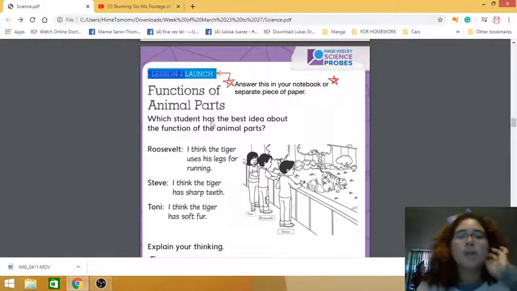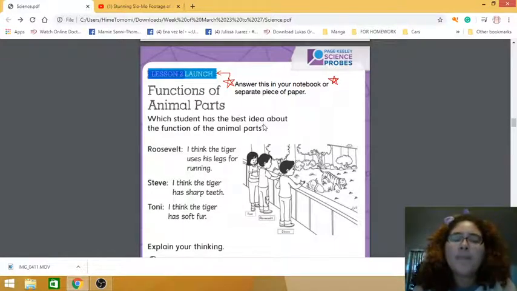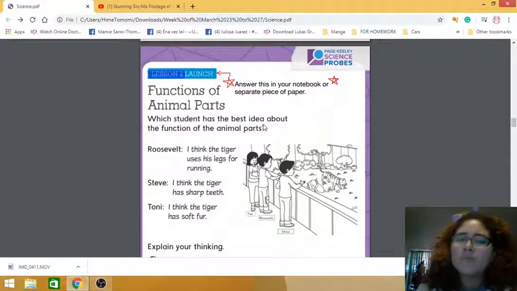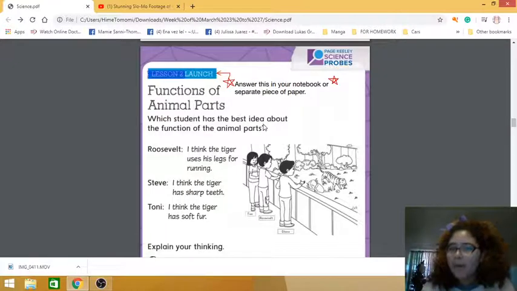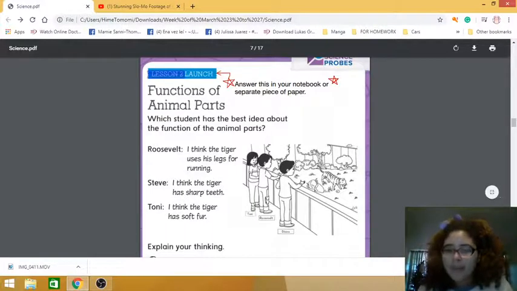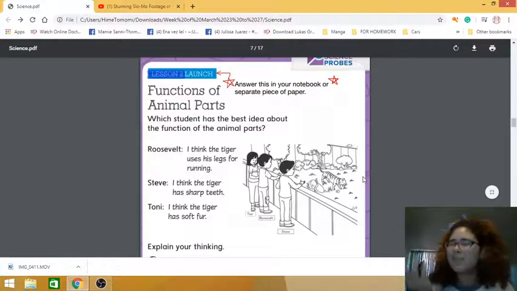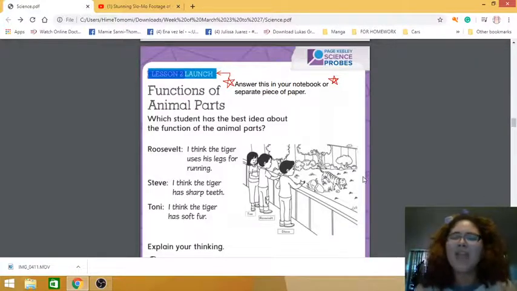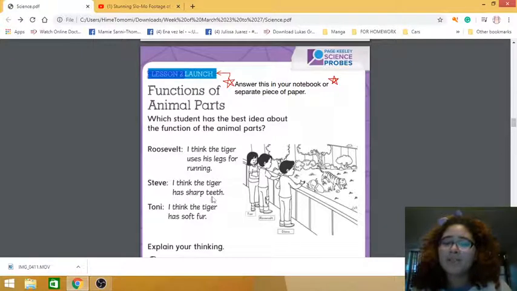It says, which student has the best idea about the function of animal parts? Let's see what it says. Roosevelt says, I think the tiger uses his legs for running. So they're looking at this tiger over here and trying to examine what this tiger could be doing with its parts. Roosevelt thinks that the legs are for running. Steve says, I think the tiger has sharp teeth.